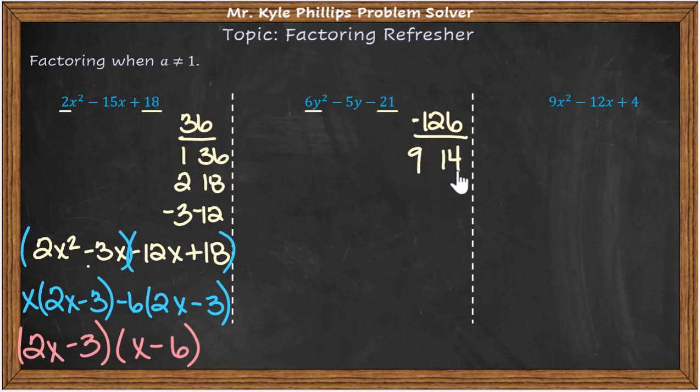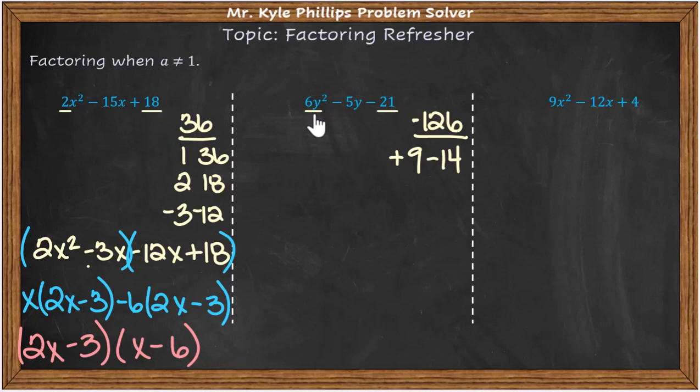All right, 9 and 14. One of these has to be negative, because a positive times a negative is how we get this negative right here. So one of them has to be negative, and when I combine them, I get negative 5. So here, my 9 should be positive, and my 14 should be negative, because 9 minus 14 gives me the negative 5. So now these are going to be my middle numbers.